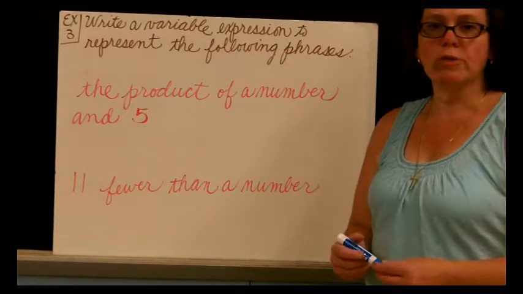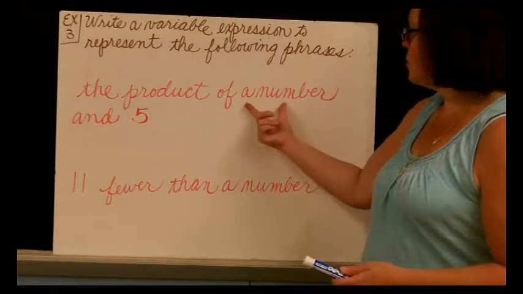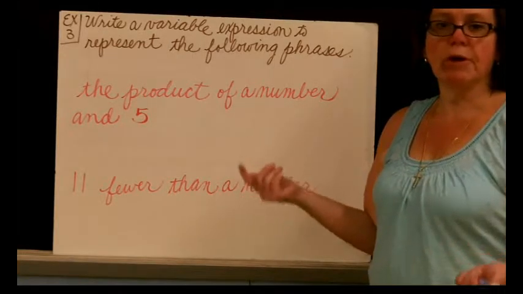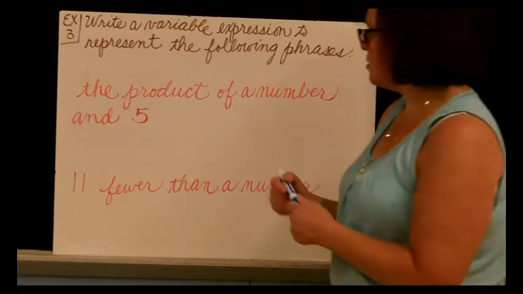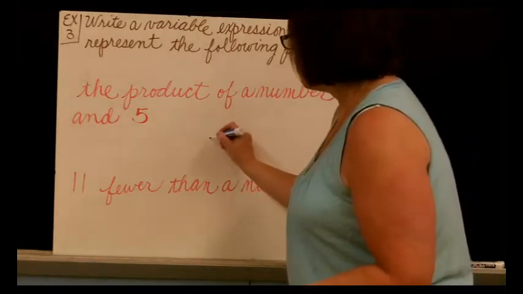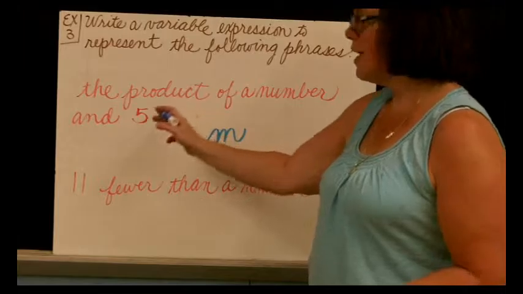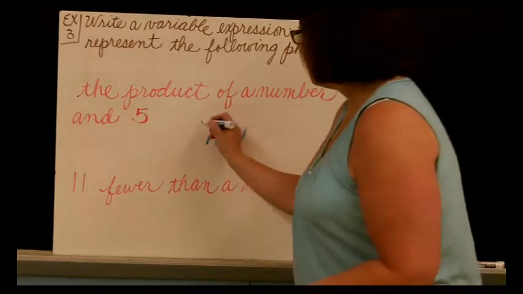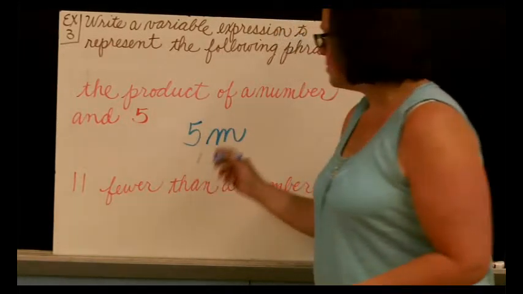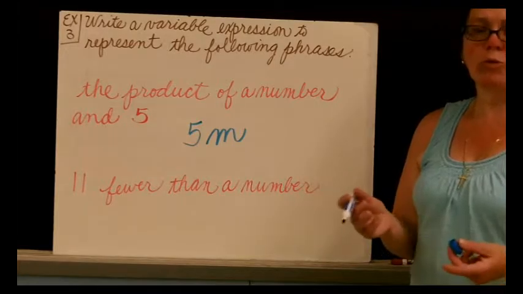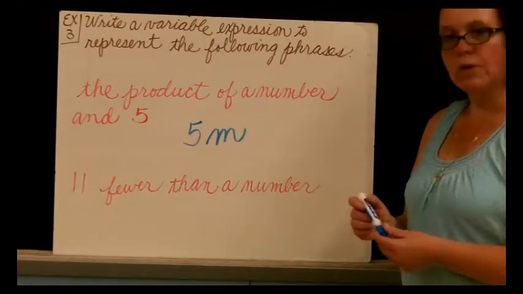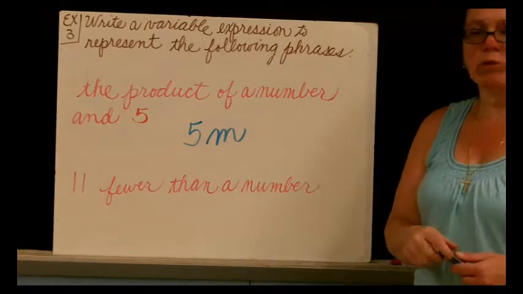What exactly are we going to multiply? When you see the term a number, it means a variable. So any variable that you want, I am going to choose m. And if you're multiplying a number and 5, it means 5 times that variable, which we express as 5m. No operational symbol in between.